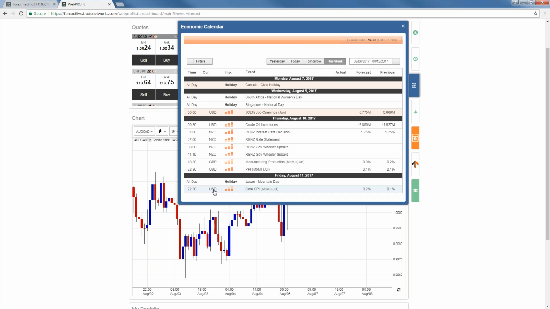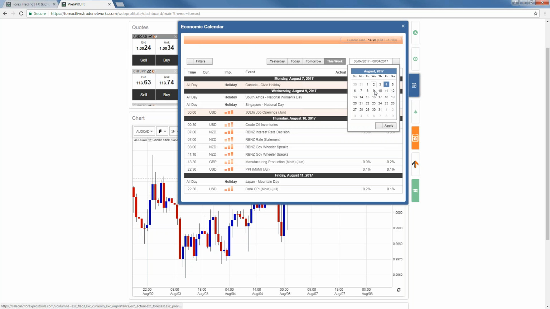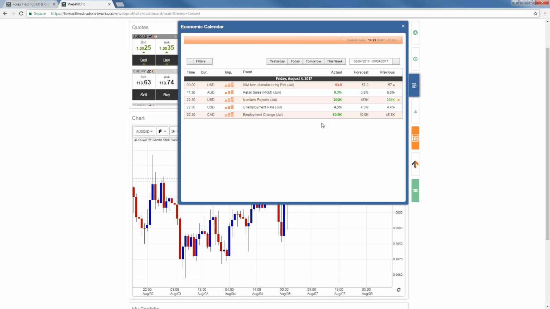Now, that CPI is actually a very important figure as well. Inflation is a very important figure to watch out for. But I guess in retrospect, for an educational example on this webinar, we'll have a look at last week, because we had a very important announcement last week, the NFP, non-farm payroll. Here we are. Okay, so on Friday of last week, August 4th, at 22:30 hours, we had the non-farm payroll for the US dollar.